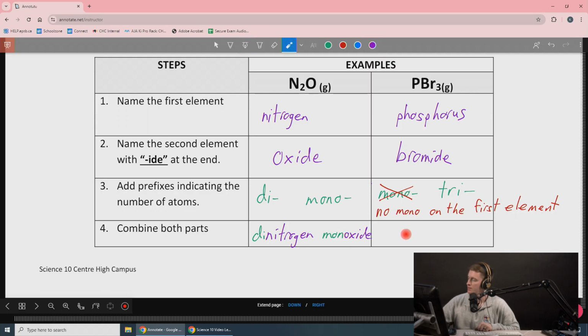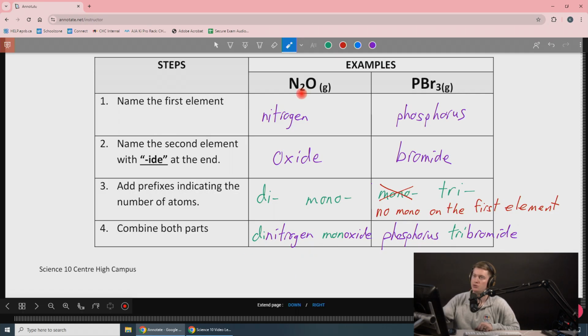Because there's no mono on the first element, this compound is just phosphorus, tri, because there are 3, bromide. Phosphorus tribromide. Again, the final elements get the ide ending, and then you put a prefix to indicate how many of each element is in the formula.